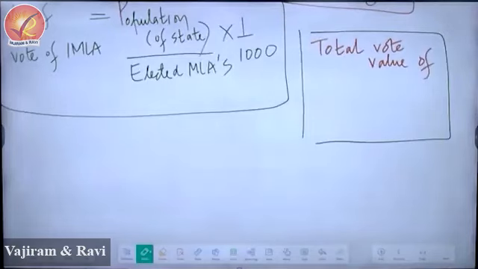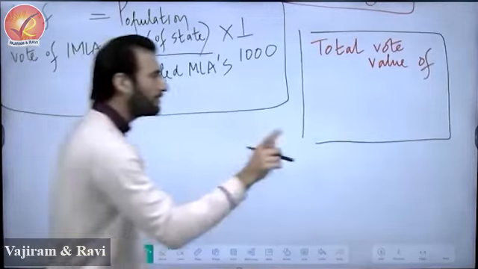4,120 MLAs from 31 states and UTs, they all represent 50% of the votes. Their combined vote value is a huge number. That total vote value of all the states taken together is equal to the total vote value of all the MPs representing the tier of center. 50% of votes lie with the states, 31 states and UTs, with all the MLAs taken together as one unit. The other 50% lie with the 776 MPs, all representing one unit. Is it clear? So write down this formula. Even if it's not clear, don't worry.